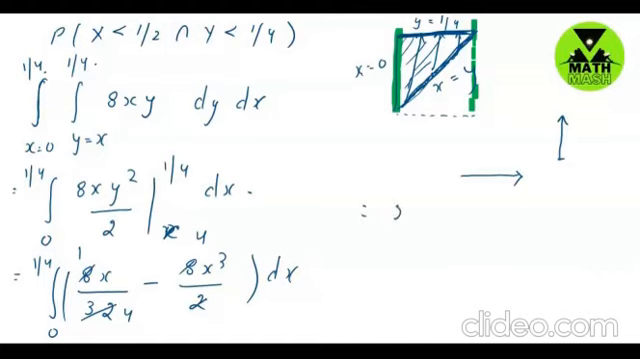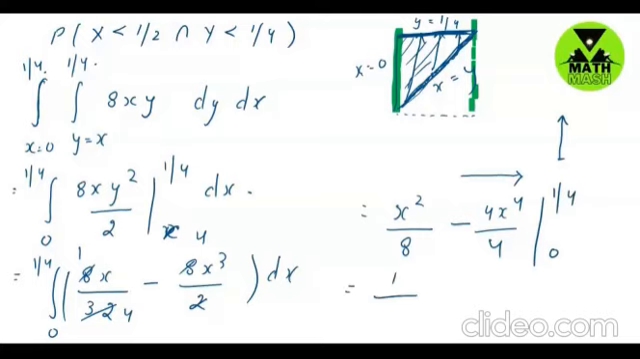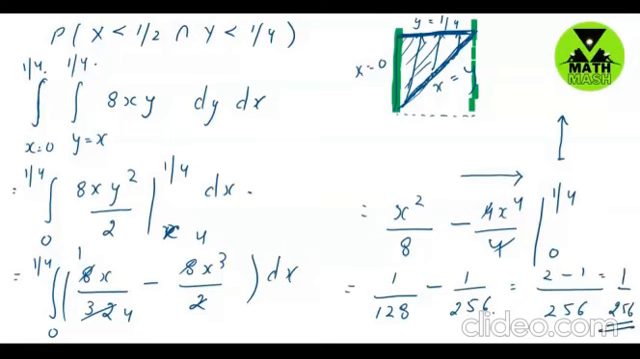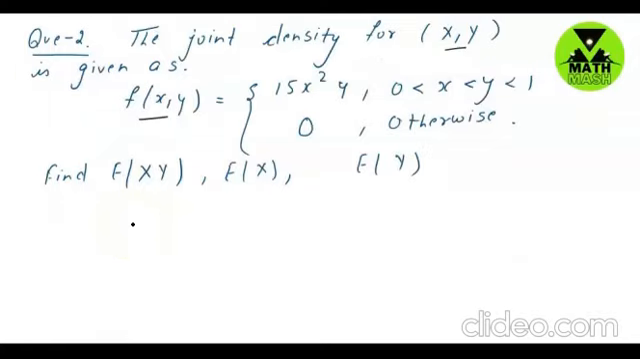So this becomes x square by 8, and minus the integration of 4x cube, which becomes x to the power 4, with the limits from 0 to 1 by 4. So this becomes 1 by 8 into 16, that is 128, minus 1 by 256. If we take the LCM as 256, this is 2 minus 1, which equals 1 by 256. It is the probability.